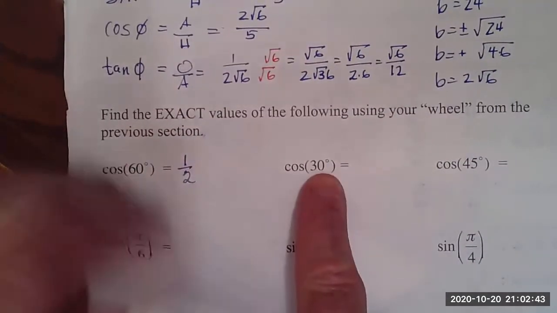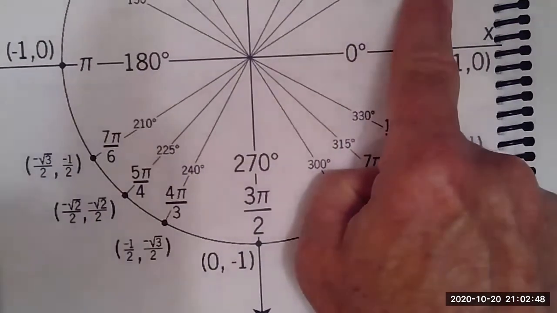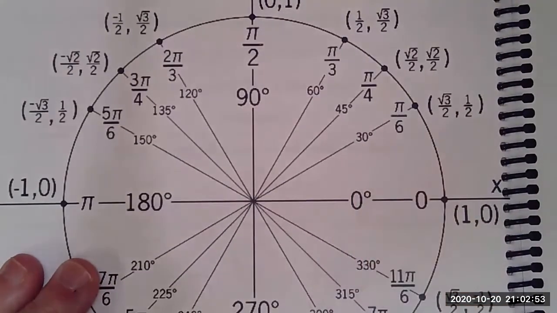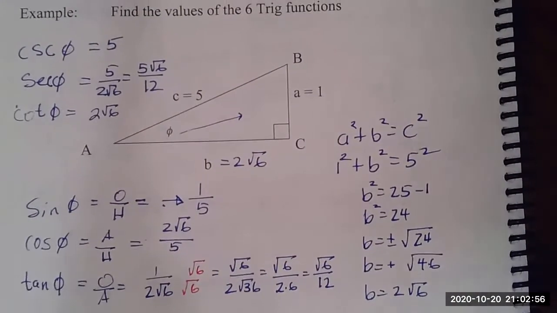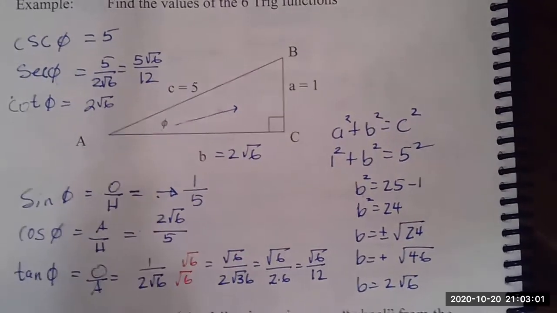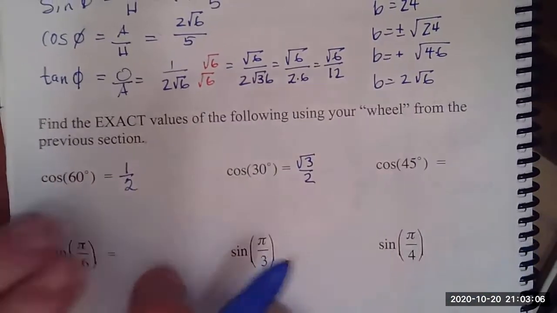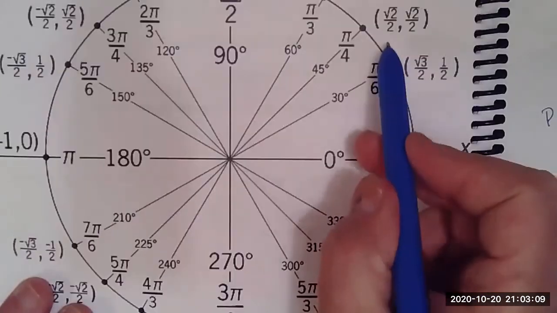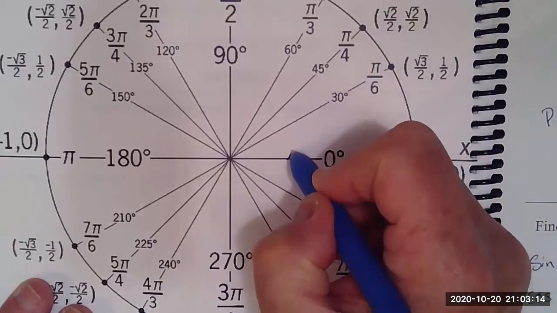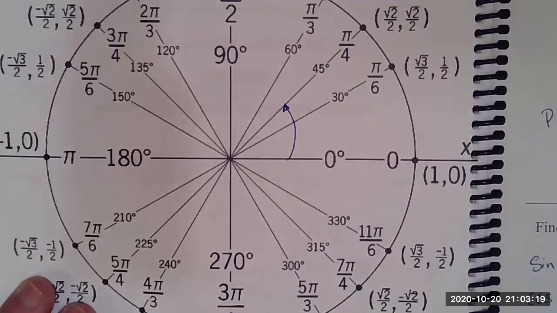All right, 30 degrees. We're still at the cosine, 30 degrees. Right here, cosine is root 3 over 2. Yeah, 30 degrees, the x value is root 3 over 2. Okay, 45 degrees. Cosine again. So if you go over here, cosine is root 2 over 2, there's a 45 degrees, root 2 over 2. That 45 degrees is like this. That's your theta. Okay, root 2 over 2.